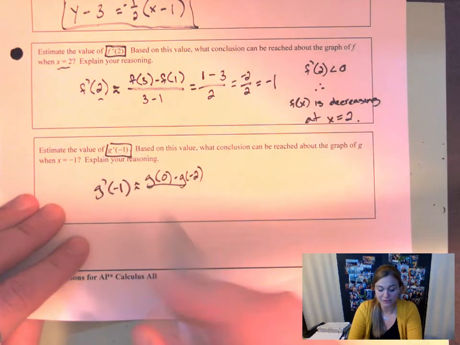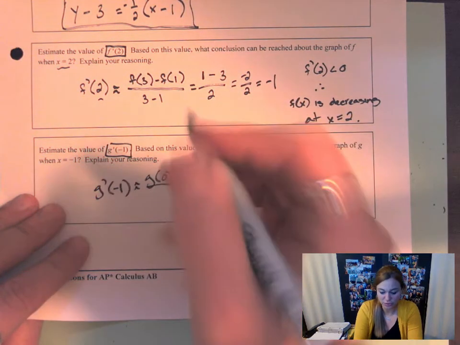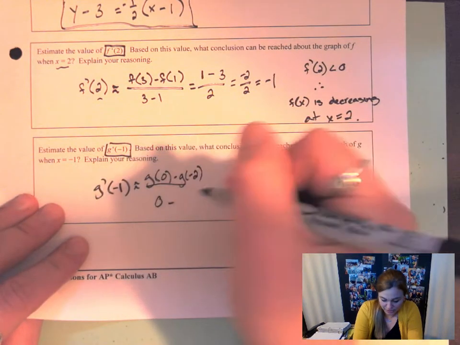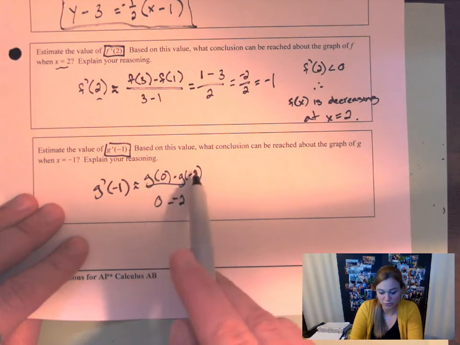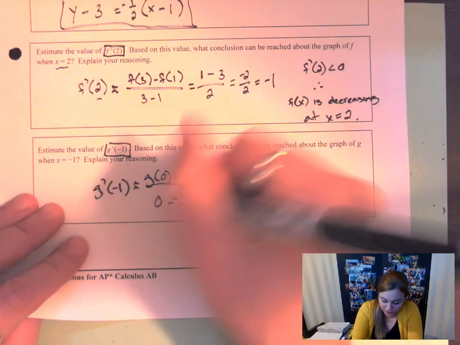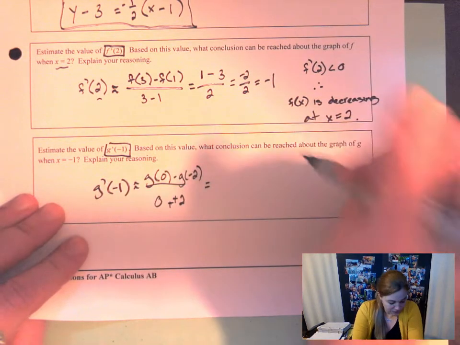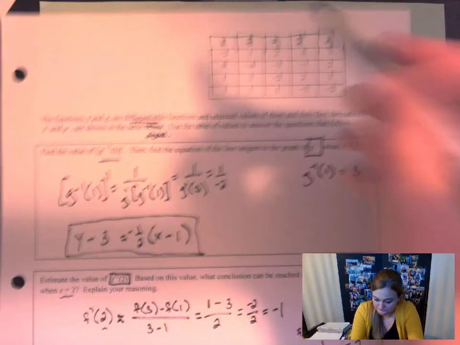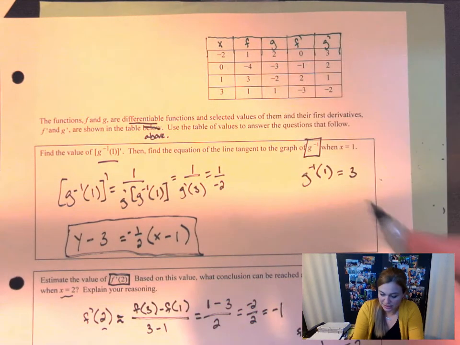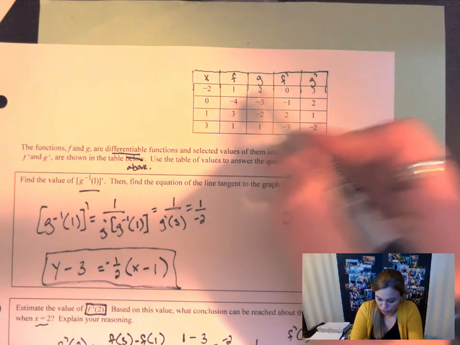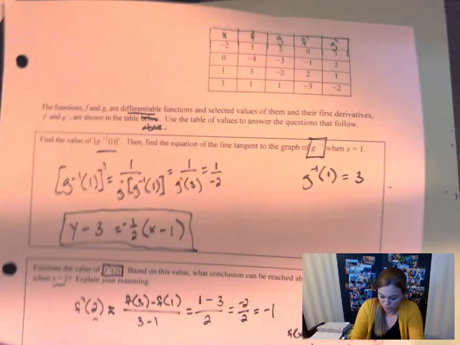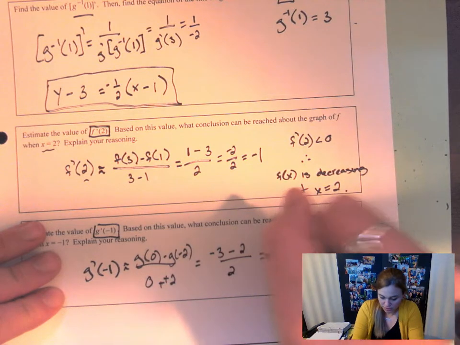If you said g of -2 minus g of 0, that's fine too. But whatever you do in the denominator, make sure that it goes in the same order. So if you put it in this order, make sure you don't switch the -2 and 0. G of 0 is -3. G of -2 is 2. I would have -5 halves.